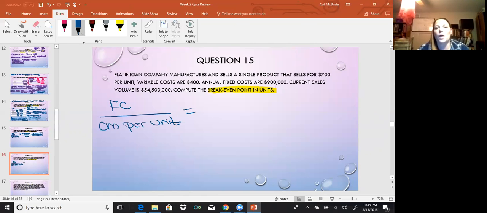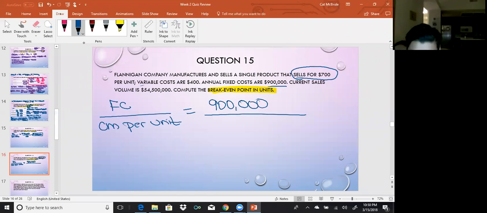No, they're not in here at all, because they are in here. But where are they in this formula? You don't need them because you already had them, because we're going to use that for our contribution margin per unit. So our fixed costs are 900,000. So what's the formula for the contribution margin per unit? Unit selling price minus unit variable costs.